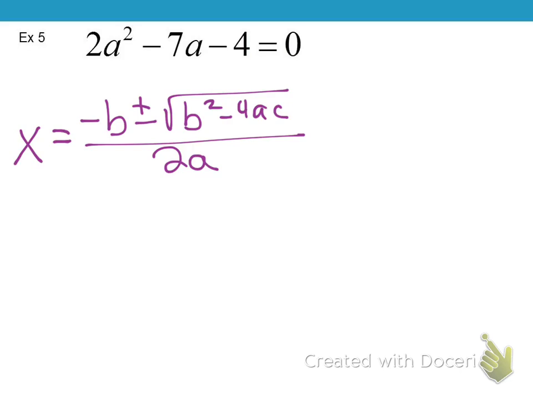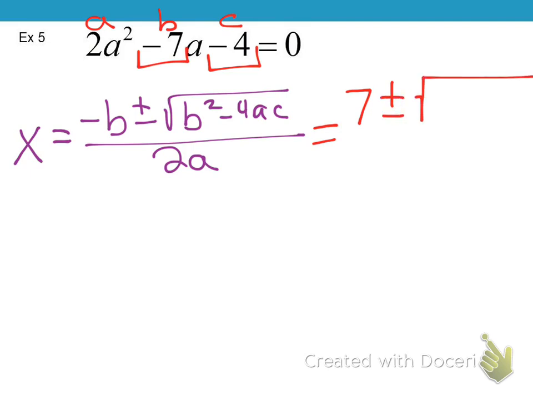All right. What's my A? 2. What's my B? Negative 7. Keep the negative with the 7. All right. What's my C? Negative 4. Don't drop the negatives. Okay. So I want negative 7, which is 7. Plus or minus? It's minus. You don't get to pick.